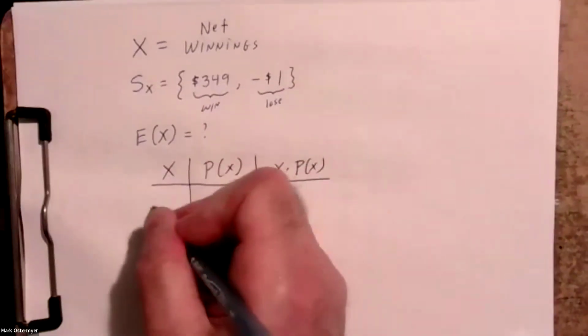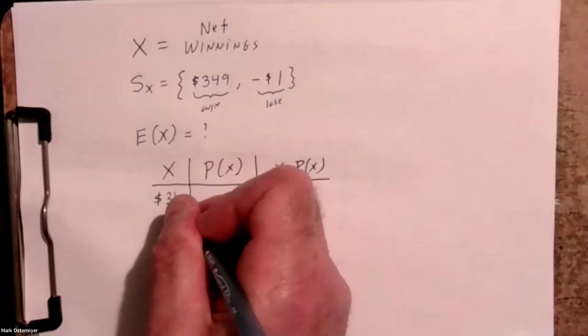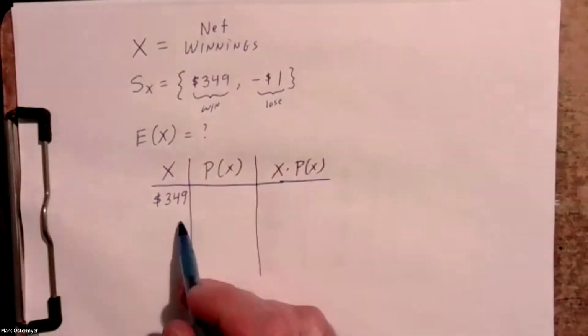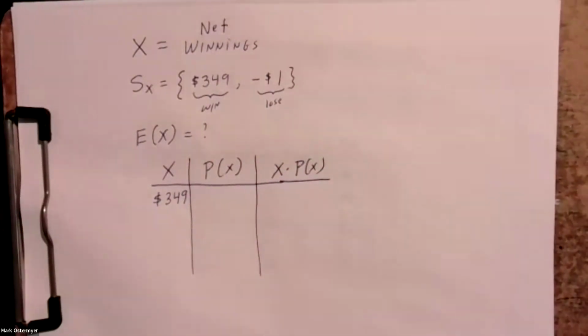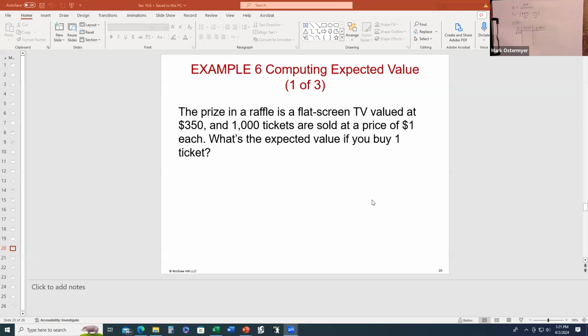All right, now, $349. If X takes on this value, that means we won the game. What's the probability of winning this game? When, ladies and gentlemen, we play this game once, what's the probability of winning this game?